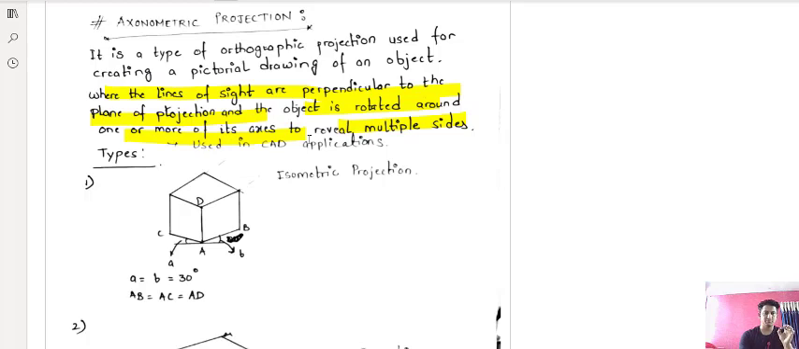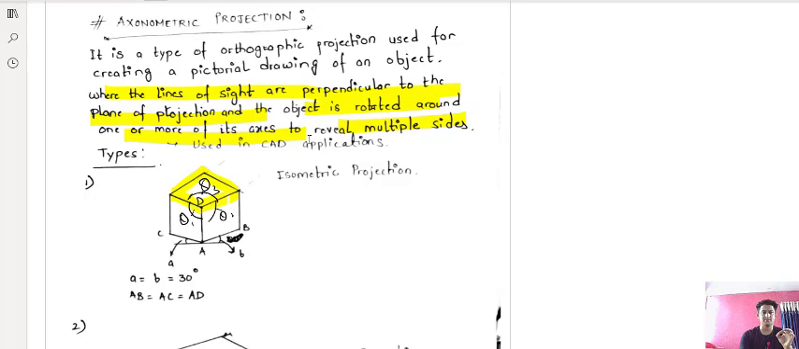So in this case, suppose this is a diagram of a cube here, in which you are seeing an object. So there are different angles of this object. This angle is theta 1, this is theta 2, and this is theta 3. Okay, these are the different angles. The different types of views of axonometric projection are dependent on these angles. When these angles are all equal, that is known as isometric projection.